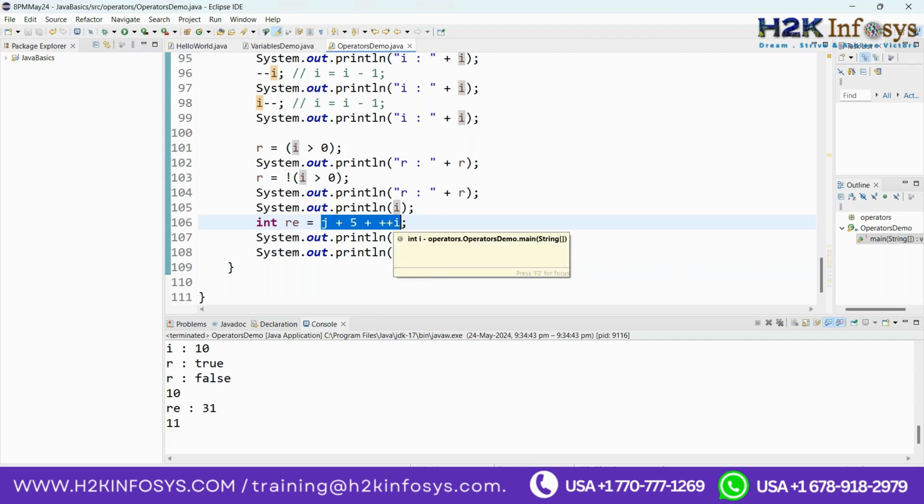Yes or no? Yes. I value was 10, so it is calculated for 11. Correct? Reason being, this is prefix.